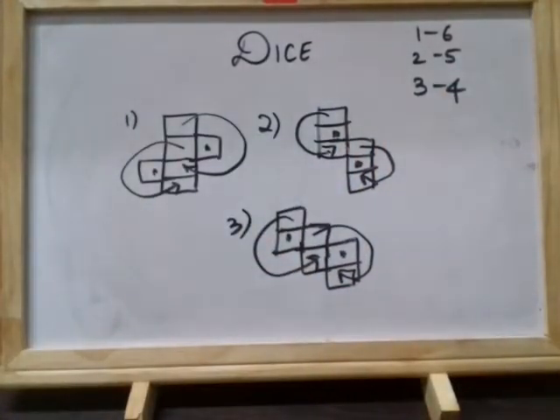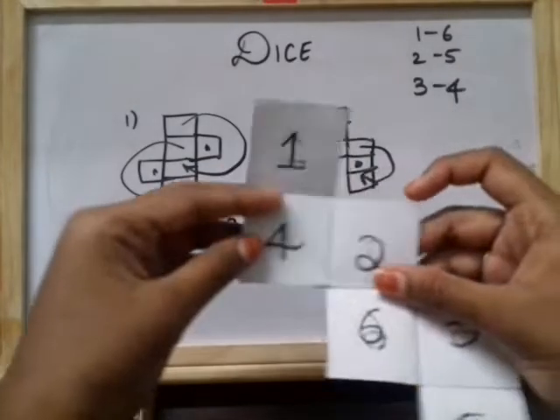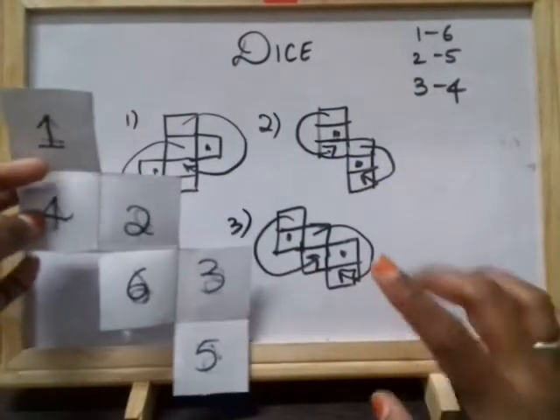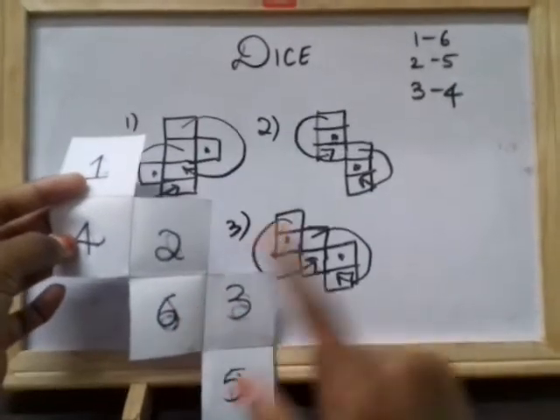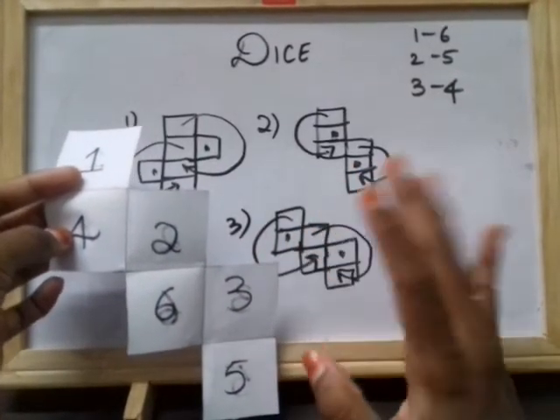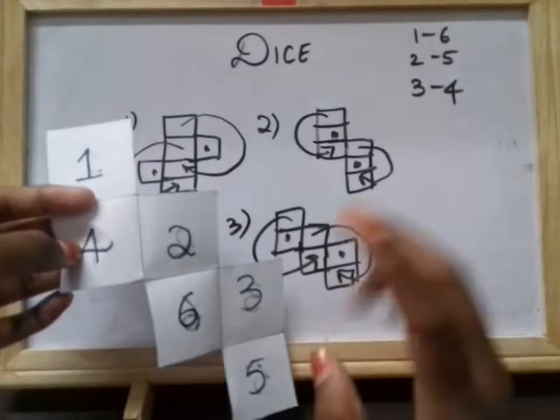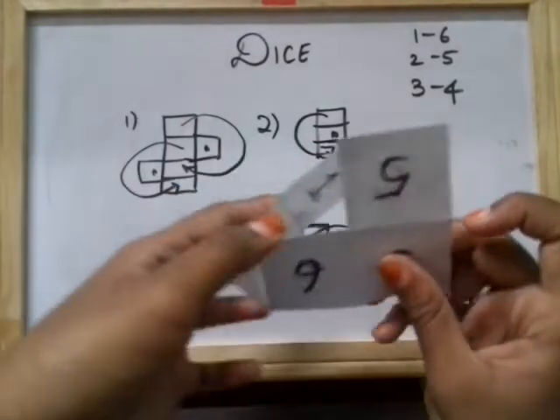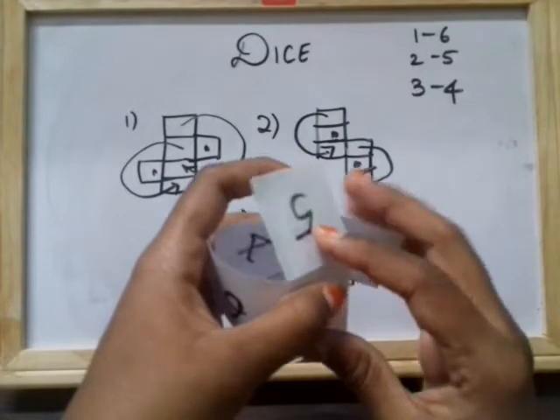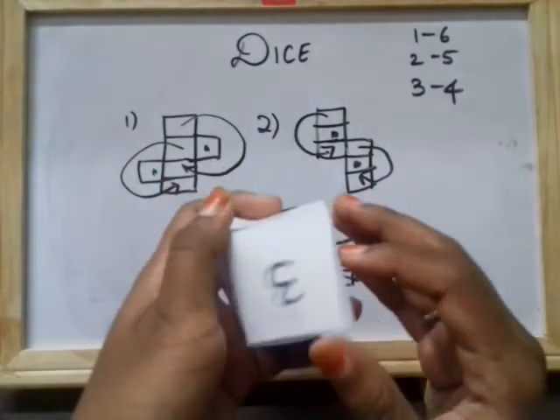Next, the third type. This is the third type, where 1 is opposite to 6 again, this face is opposite to this face. 2 is opposite to 5, this face is opposite to this one, and the remaining two are opposite to each other. And when this is folded, it results in a standard cube.